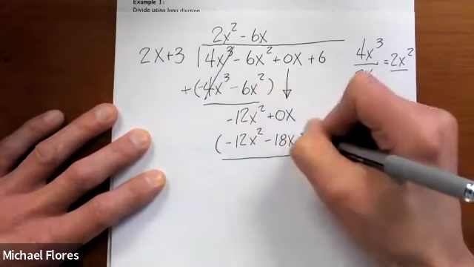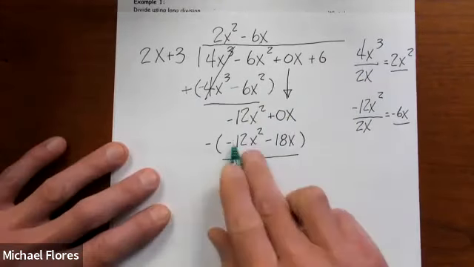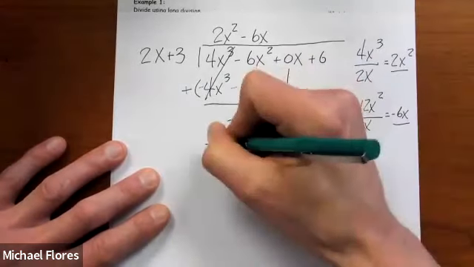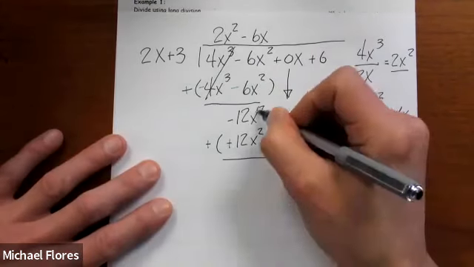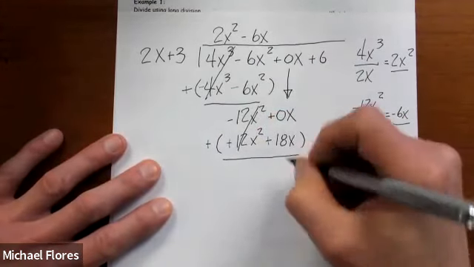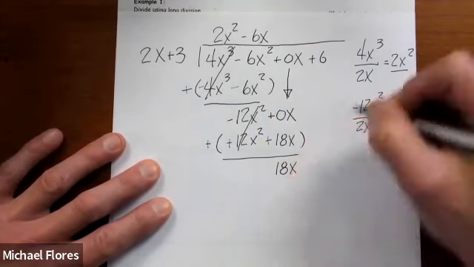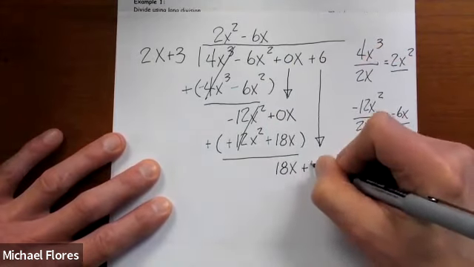Underline, wrap, negative. If we then distributed that negative throughout the parentheses, it would flip all of the signs. I'll change that to now positive because I've distributed the negative. These cancel. 0x plus 18x. Let's bring down its neighbor. That's a positive 6.